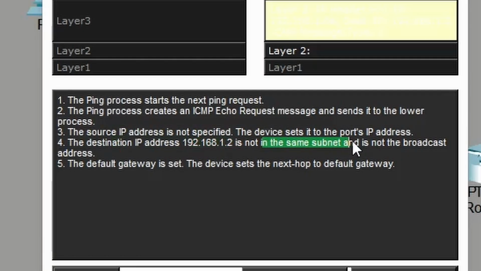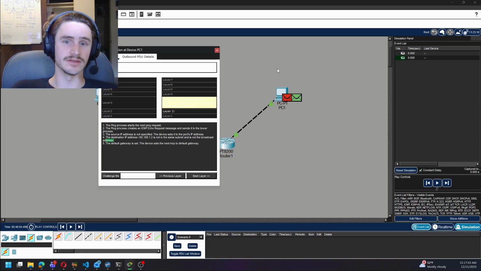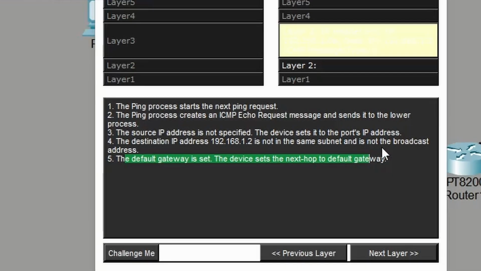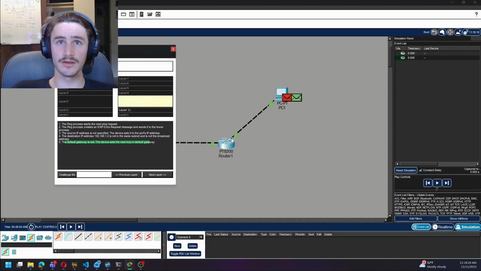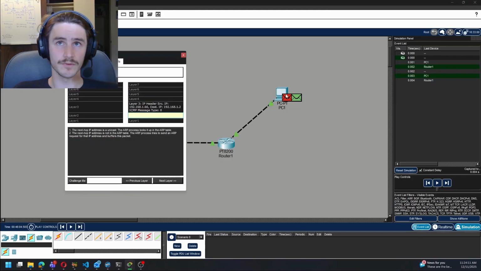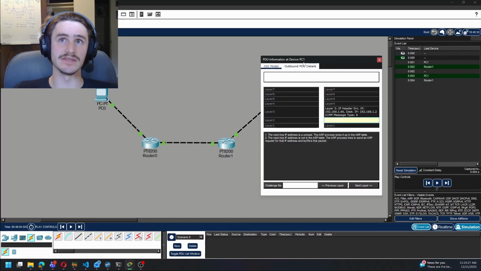It is not in the same subnet, so PC1 is looking around to see is there anywhere in its own subnet that has this address 192.168.1.2. Well, that address doesn't exist in its subnet, so it's going to go ahead and send that traffic to its default gateway. It's going to say, all right, my default gateway is router 1 here on this interface. Surely router 1 is going to know what to do with this traffic. So PC1 gets ready to send a packet to router 1. Surely router 1 is going to know how to get that packet over to PC0.